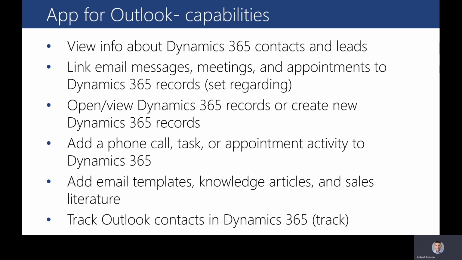With Dynamics 365 app for Outlook, you can view information about Dynamics 365 contacts and leads while you're working in Outlook. You can view this information in the context of an email message, meeting, or appointment. For example, view phone numbers, company name, last and next activities, and recent records from Dynamics 365. You can link email messages, meetings, and appointments to a Dynamics 365 record with a single click. For example, link an email message to a specific account, opportunity, or case. Dynamics 365 app for Outlook also supports custom entities.